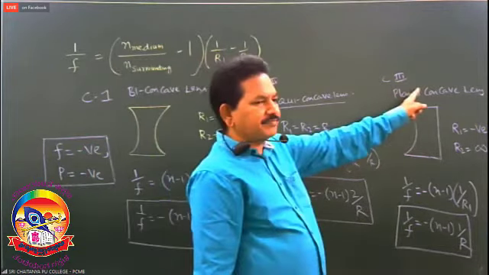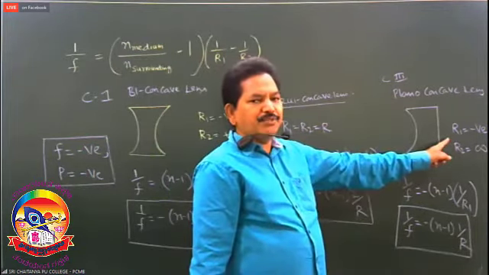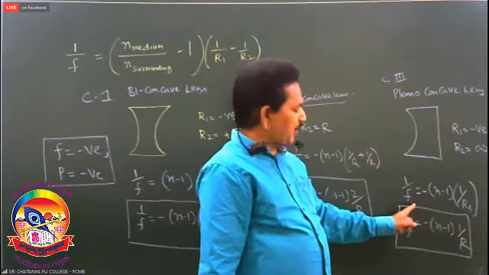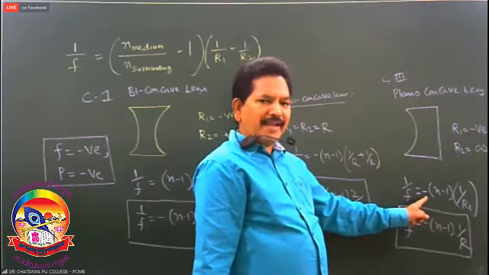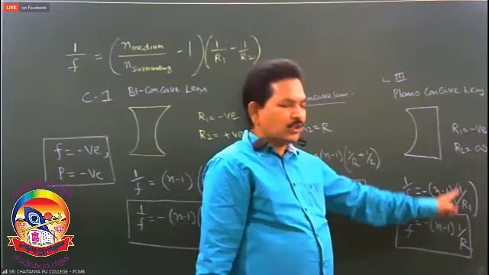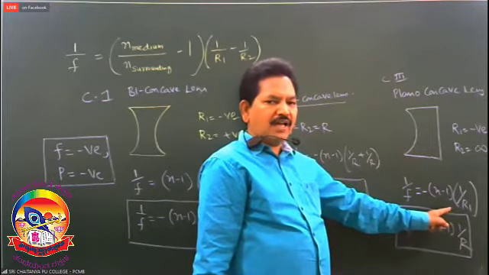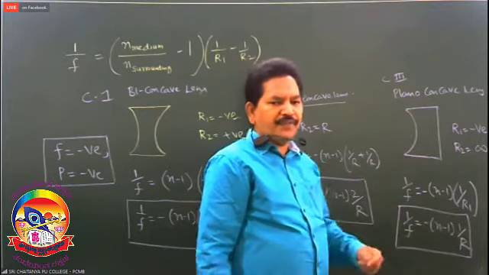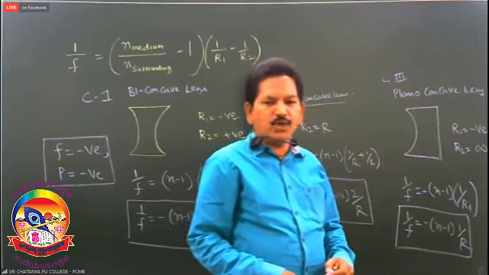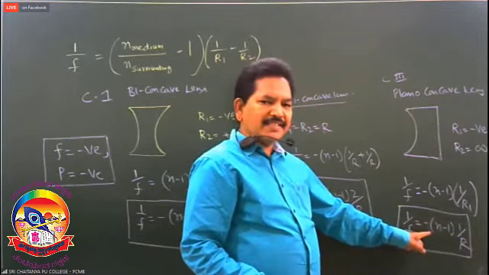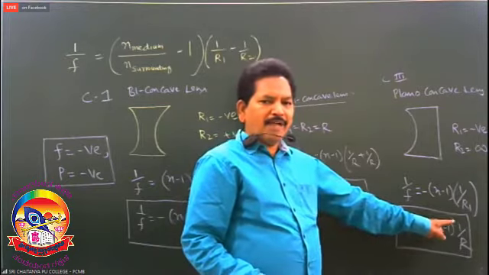Plano-concave lens. R1 value negative, R2 value infinity. If I substitute, 1 by F is equal to minus (N minus 1) into 1 by R1. Suppose R1 is equal to R, because R2 is infinity, 1 by infinity is 0. Therefore, 1 by F is equal to minus (N minus 1) into 1 by R.